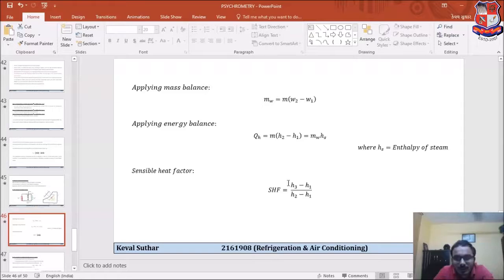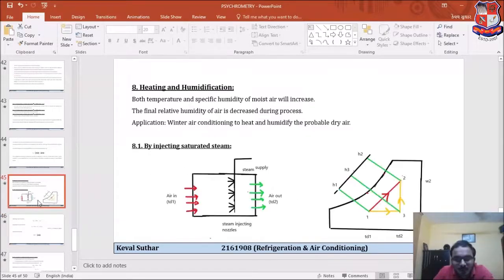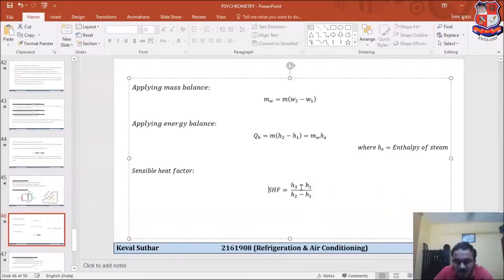If you see, H3 minus H1 is purely the sensible heat portion, and as our sensible heat factor definition is sensible heat divided by total heat, this will be the sensible portion, and H2 minus H1 will be the total portion. So that's why this formula is coming.